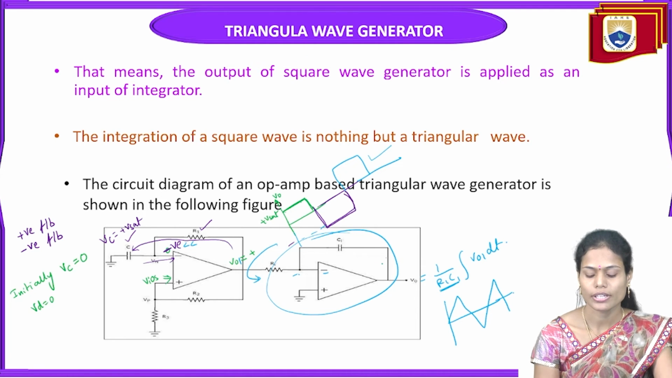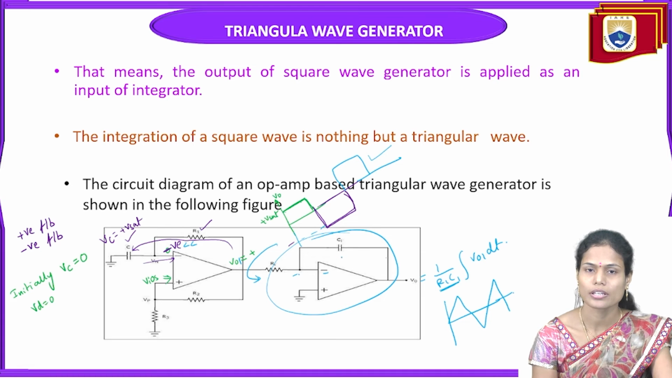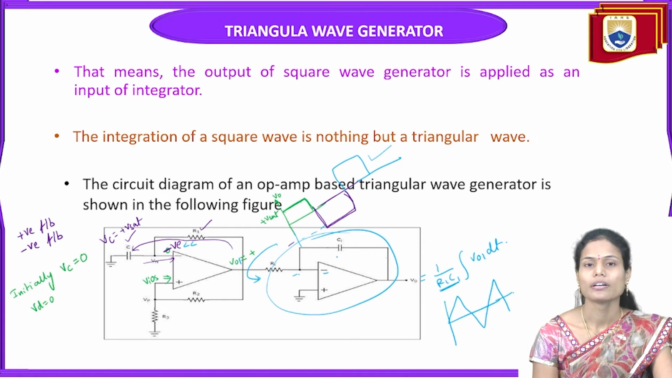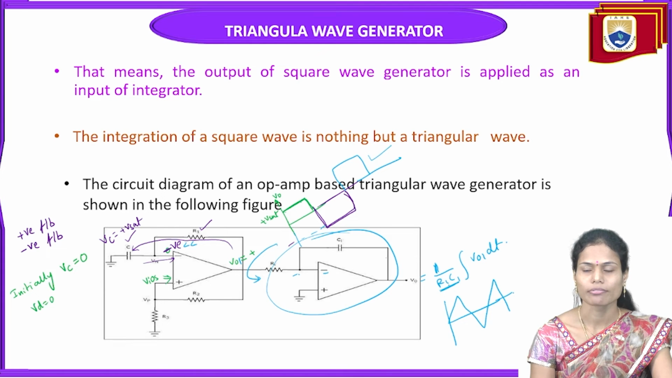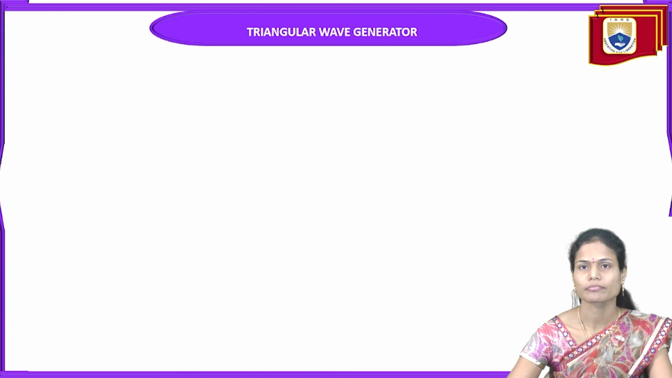The basic advantage of this integrator circuit is that it can take a very large time constant R1C1 to provide the integration. Though it is high, it is 1 by R1C1, so it takes very little time to perform the integration. In this way it can generate the triangular wave signal from the applied square wave signal. So this is the operation of the triangular wave generator.